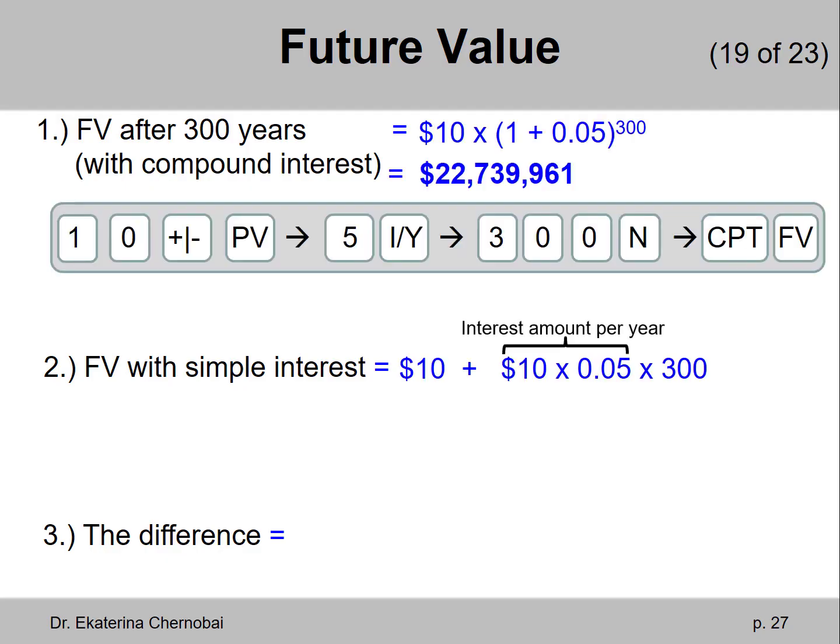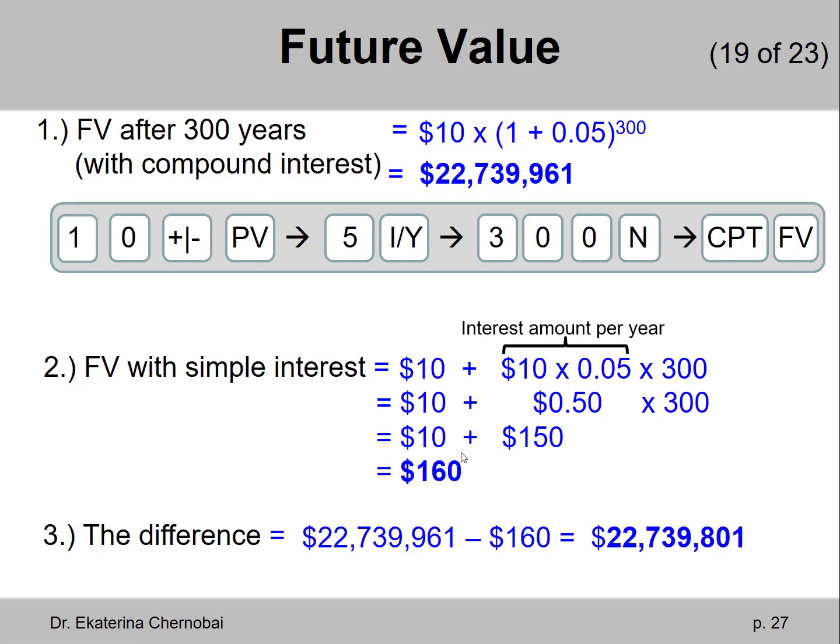The second question is, instead calculate the future value after 300 years with simple interest. Here the math works a bit differently. How much interest is earned every year? It's always the same amount. It's always 5% of $10, which is 50 cents. We earn 50 cents 300 times, which increases the money in the account by a total of $150. And with the original $10 that was deposited, we are now at $160.